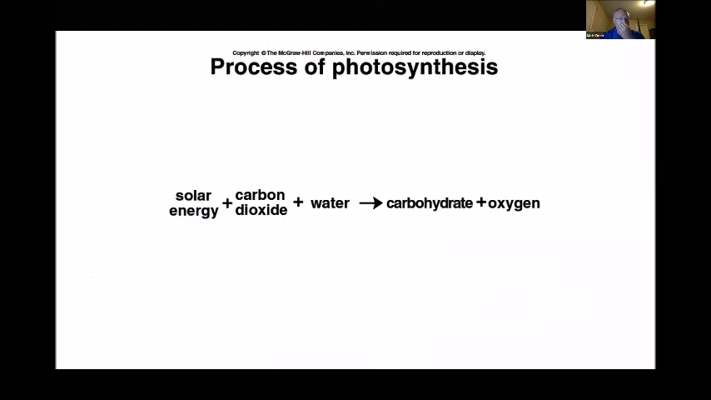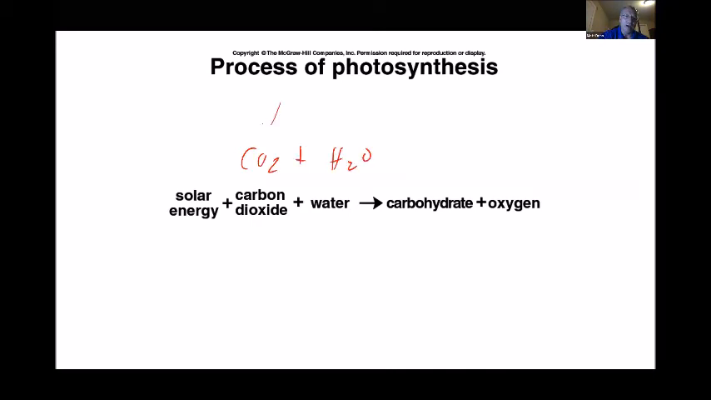All right, I intended on spending some time going through the process of photosynthesis. I don't think I really have time to do much there. One thing you should know though is the overall balanced equation for photosynthesis. You need sunlight, you need carbon dioxide and water.